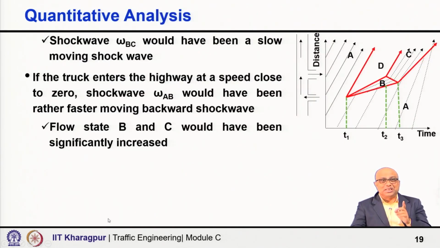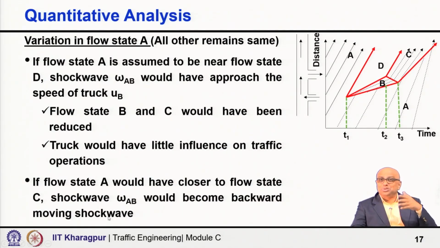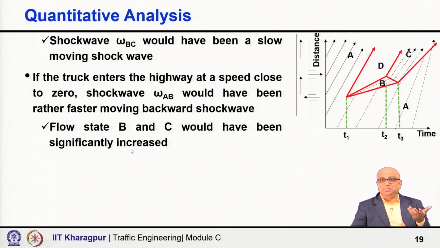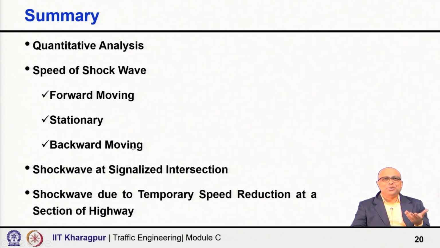And then again, most interestingly, we have seen how things would have been different depending on various possibilities of traffic state A and also various possibilities of variation in the traffic flow state B, but primarily depending on at what speed the truck is entering, and how that would have impacted the traffic flow state B and also traffic flow state C, right. So, with this let us close this lecture.